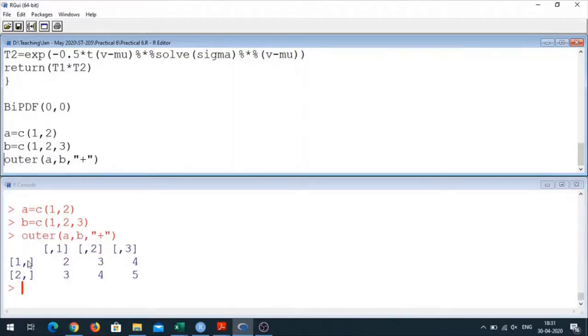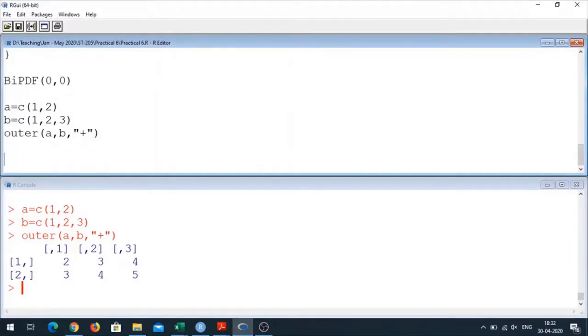See the result. All possible values of a are used here, all possible values of b are used here. First 1 plus 1 became 2, next is 1 plus 2, so 3, 1 plus 3, 4. Then the next row is for the second element of a. So 2 plus 1, 3. 2 plus 2, 4. 2 plus 3, 5. So this is what outer does. It takes these two vectors, creates all possible pairs, and applies this function to them.